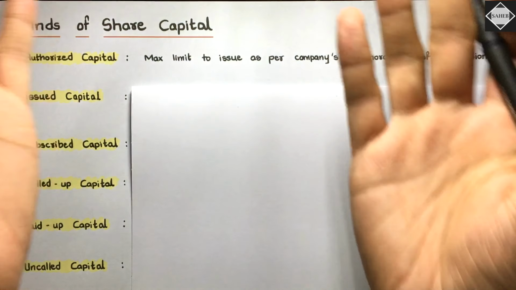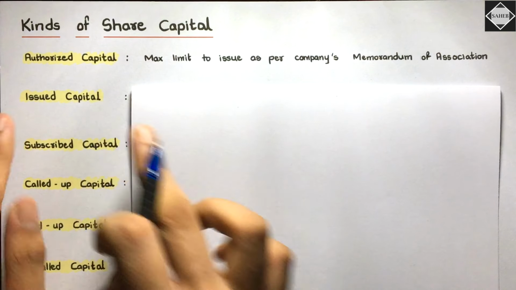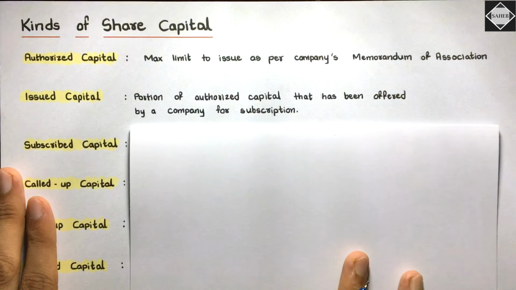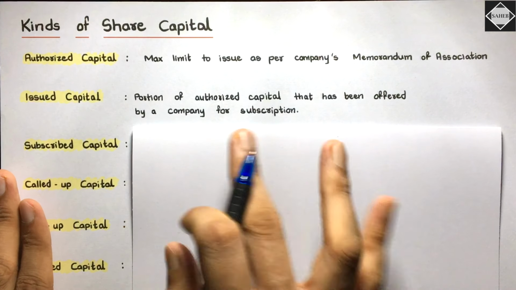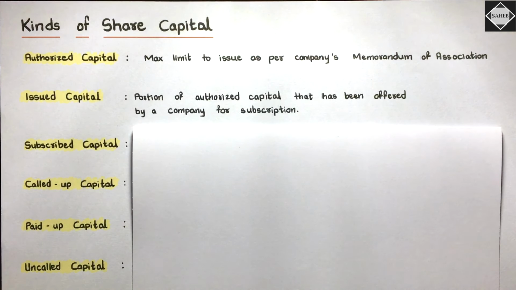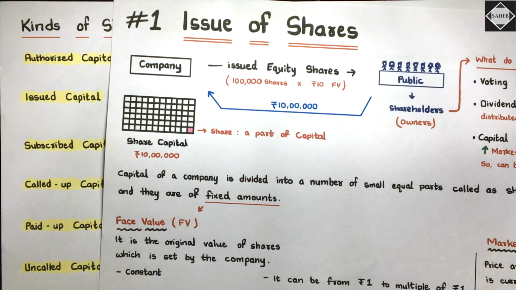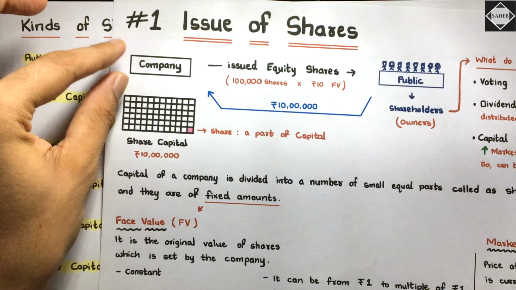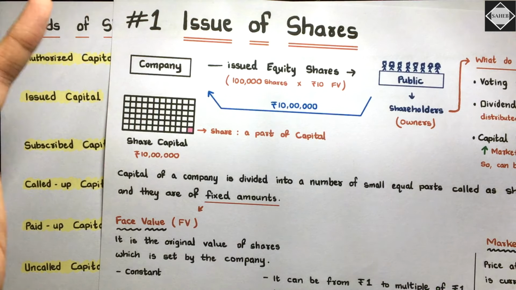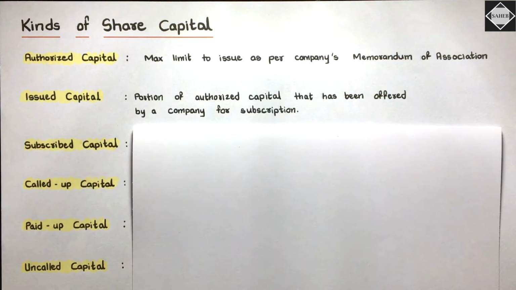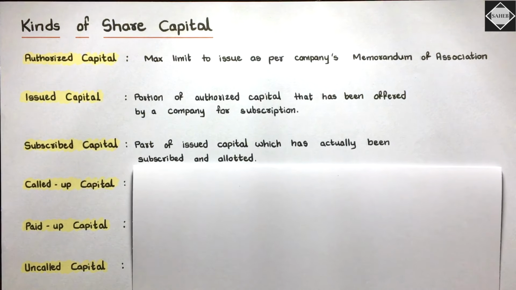What you actually issue, that is called issued capital, right? Portion of authorized capital that has been offered by a company for subscription. In our first example, how many shares did we issue? 1 lakh shares. Maybe 10 lakh shares are there authorized in this company, in their MOA, right? Out of that, only 1 lakh shares have been issued. Is that clear? So that's what issued capital is. Fine, simple.